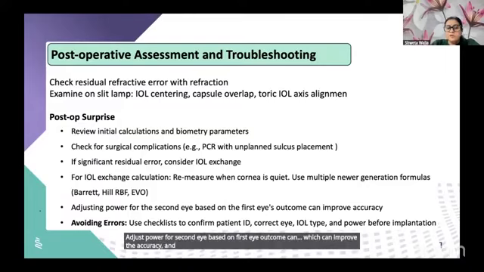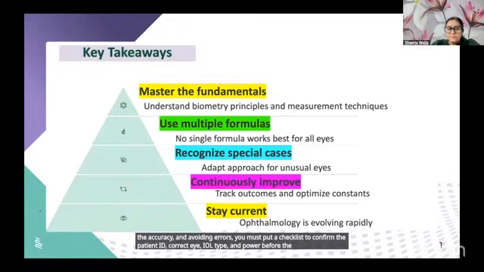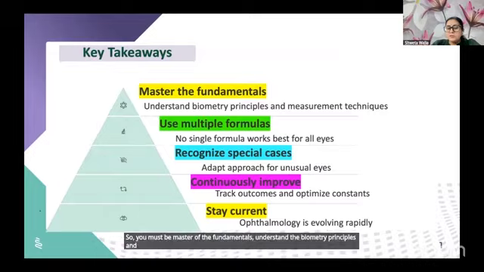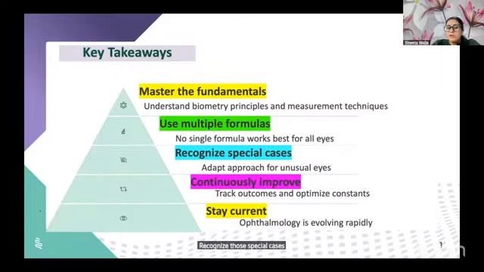And for avoiding errors, you must put a checklist to confirm the patient ID, correct eye, IOL type, and power before the implantation. So you must be master of the fundamentals, understand the biometry principles and measurement techniques, use multiple formulas, since no single formula works best for all eyes, recognize the special cases, continuously improve yourself, and stay current.